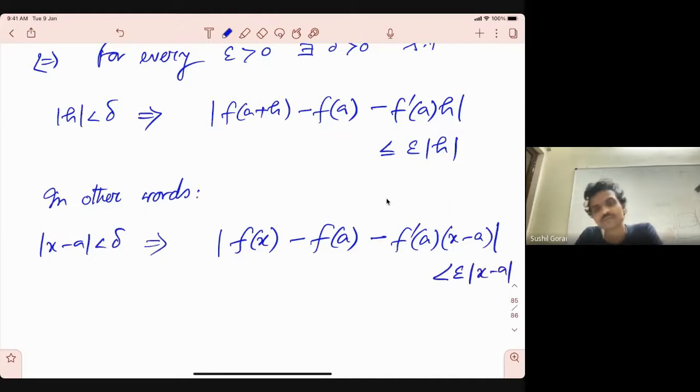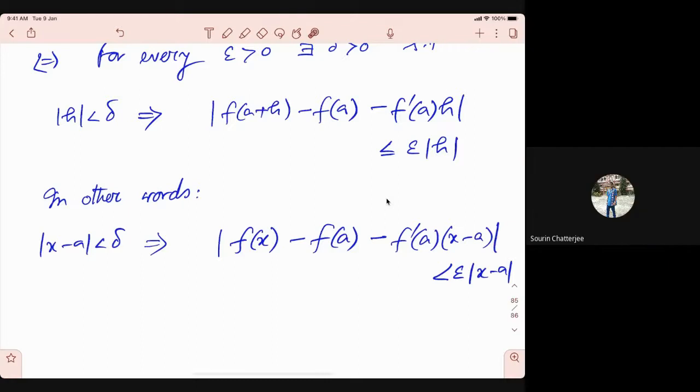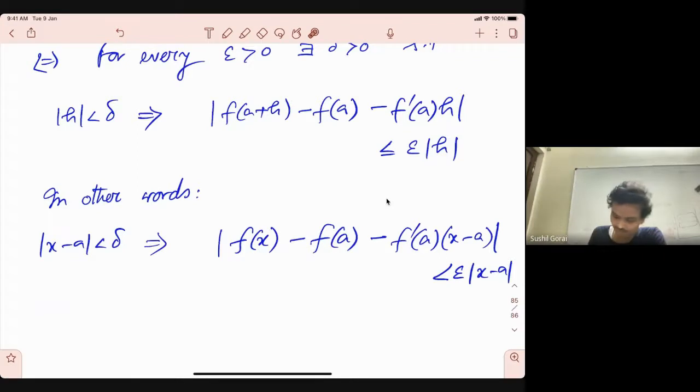Is it correct? You have seen this, yes, right? Just replacing h with x minus a. Right. There is no problem.